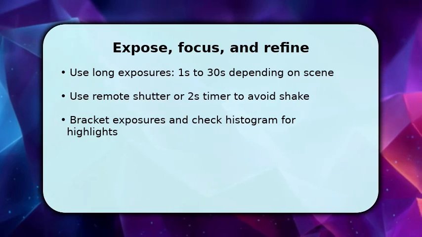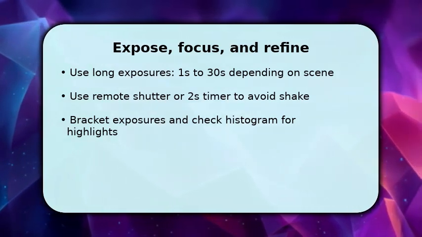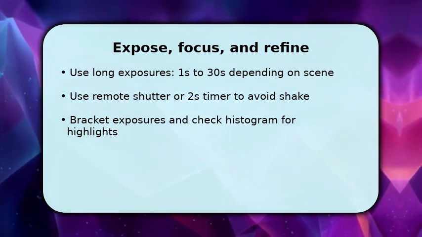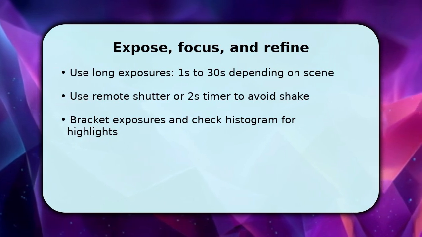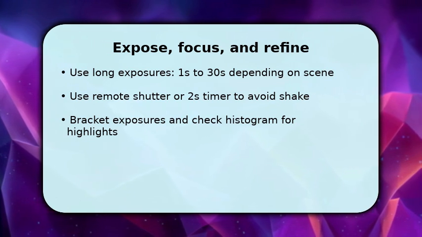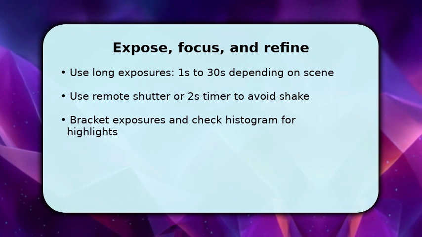Now refine exposure. Increase shutter speed to 1 to 30 seconds based on available light and movement. Longer exposures gather more detail but can blur moving subjects. Make sure to trigger with a remote or 2-second timer so you don't add camera shake. Check focus carefully, zoom in on live view, and adjust manually if needed.